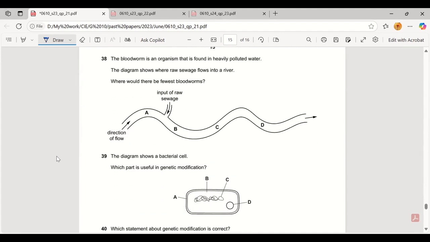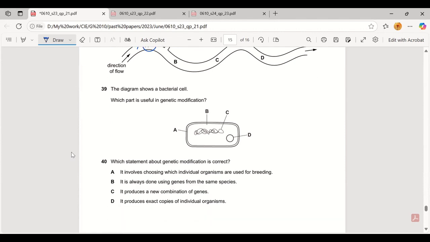The bloodworm is an organism that's found in heavily polluted water. The diagram shows where raw sewage flows into a river. Where would there be fewest bloodworms, Maram? A. At 8, of course. The diagram shows a bacterial cell. Which part is useful in genetic modification, Hala?